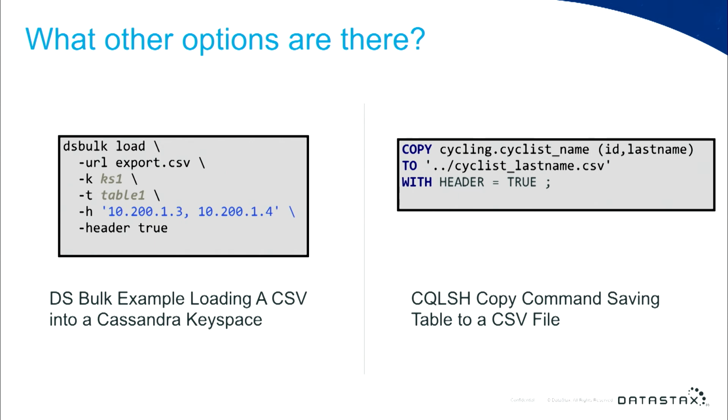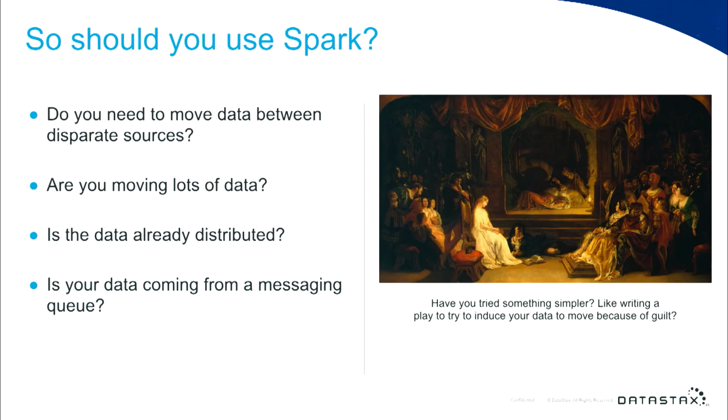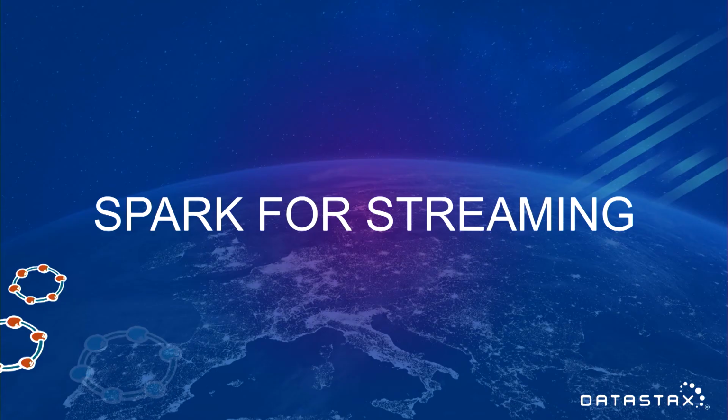DC bulk is just a command line tool, and the SQL copy command is just a line of CQL that you type into SQL. So for ETL, should you be using Spark? Again, we have a couple of questions to think about. Do you need to move data between really disparate sources? Are you moving things between databases that don't necessarily have an easy connection point? Are you moving lots of data? Is the data already distributed? And of course, leading into our last use case, is your data coming from a messaging queue? Because one of the cool things about Spark is it has a great integration with streaming data.